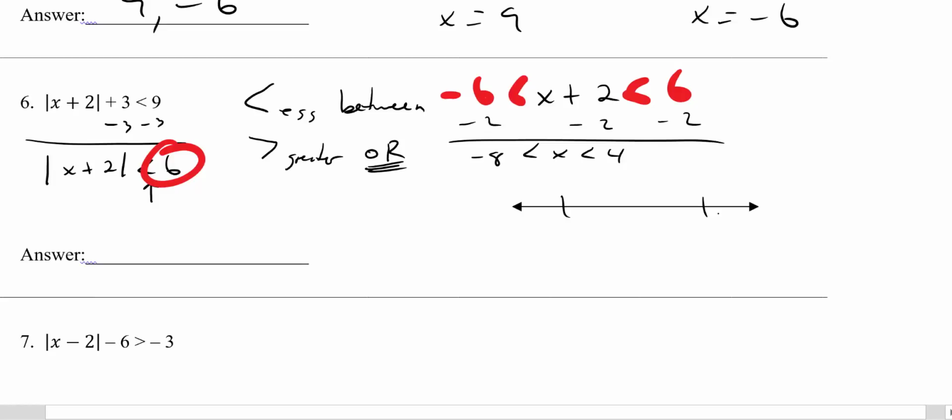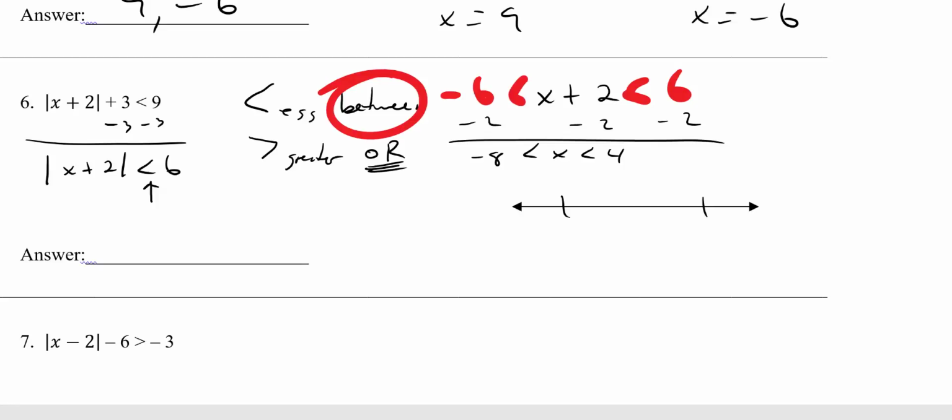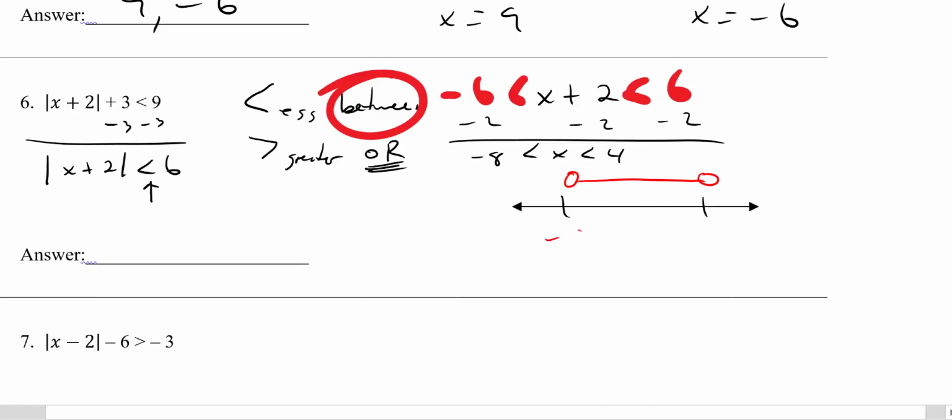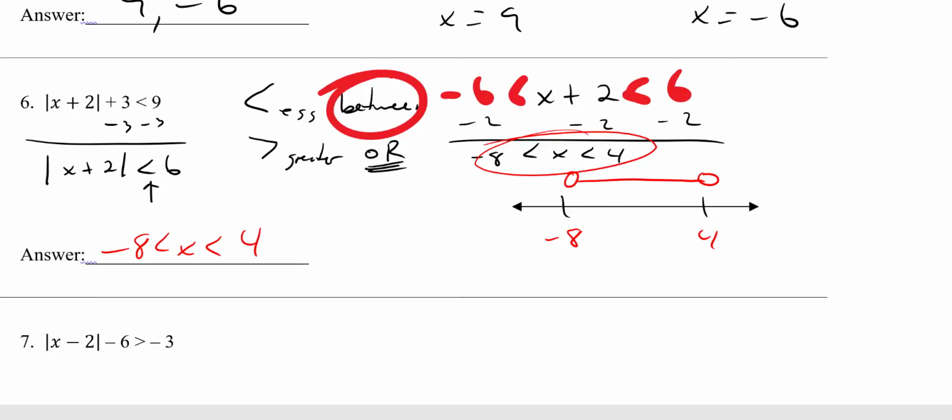Even before I started the problem, I knew it was going to be a barbell, since I knew it was between. All right, so I'm going to draw the barbell. It's an open dot too. Here it is, negative 8 and 4. Anyway, this is the answer you put on the blank, by the way. So negative 8 less than x less than 4. Okay? All right, next one.